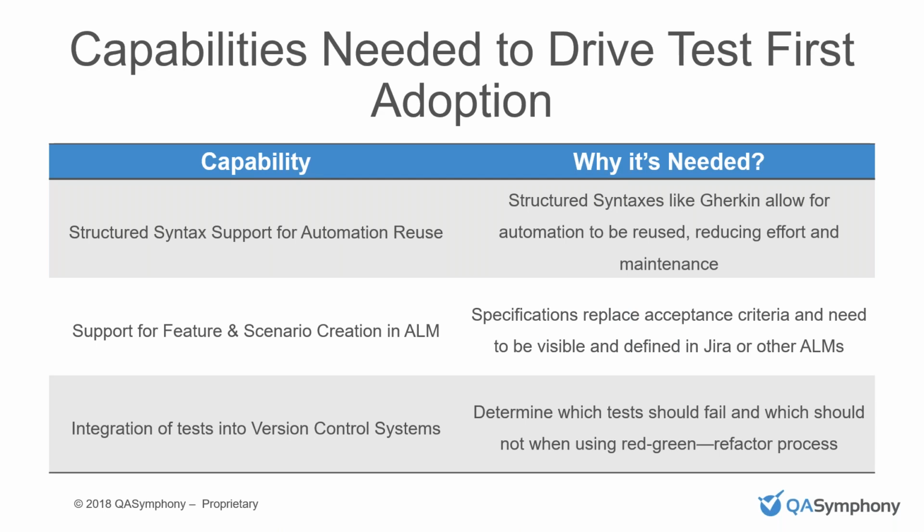So what are the capabilities that we need to drive that test-first approach adoption, right? The first thing we're going to refer back to is this BDD stuff, which is that there's structured syntax support for automation reuse. So why is that needed? One of the great things about using BDD is that you have this common language called Gherkin that allows you to reuse automation, and it really reduces a lot of the maintenance and effort. That's a key reason why people say, yeah, we use Cucumber for automation. What they're really referring to is that they use Cucumber for automation, but they're also using it as a BDD methodology tool to help out with that.